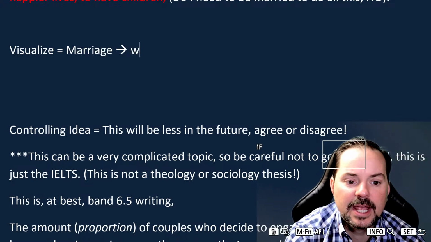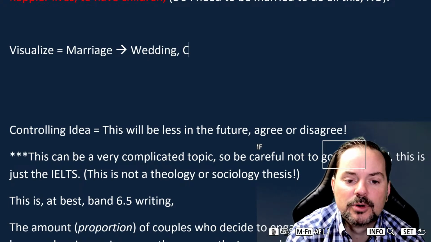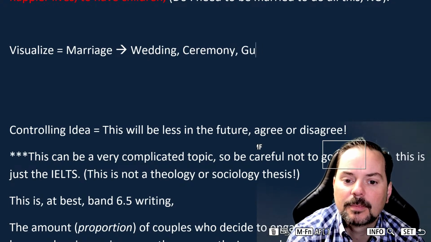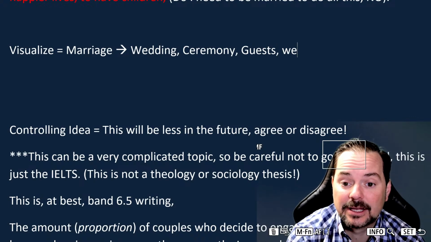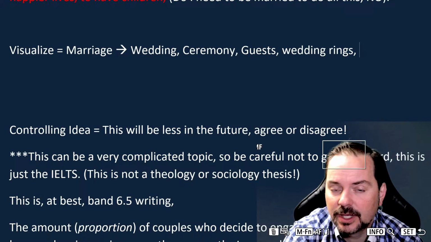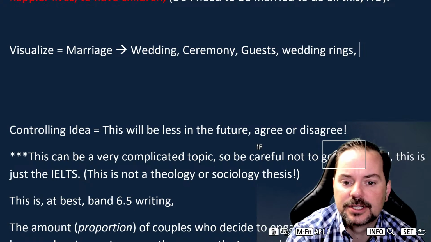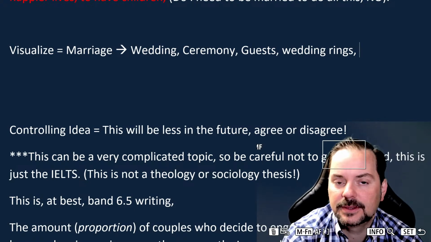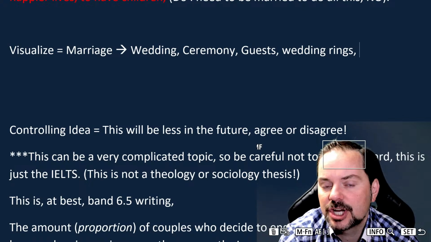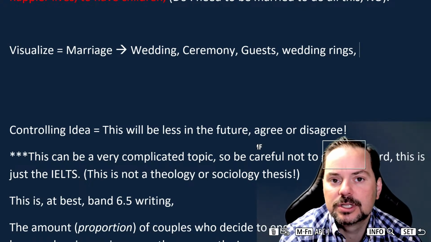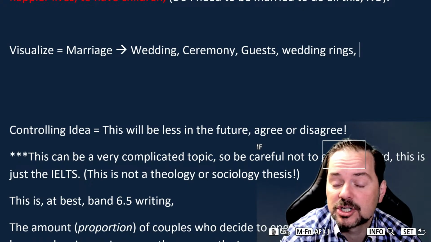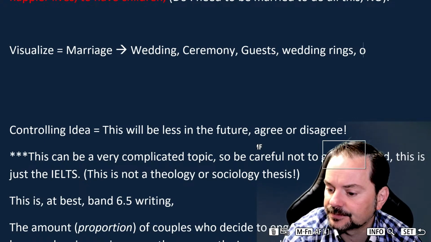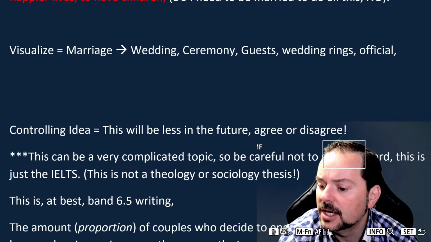Marriage. Wedding. Ceremony. Guests. Wedding ring. Okay, or some kind of tradition behind it. And I understand different weddings work differently, but they all share a lot of similarities. So they involve guests, special clothing, spending a lot of money, wedding rings. What else? It's official. It's recognized.